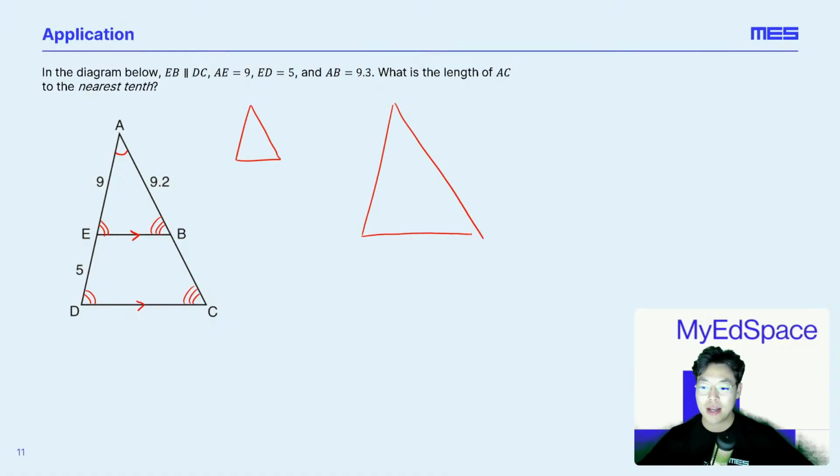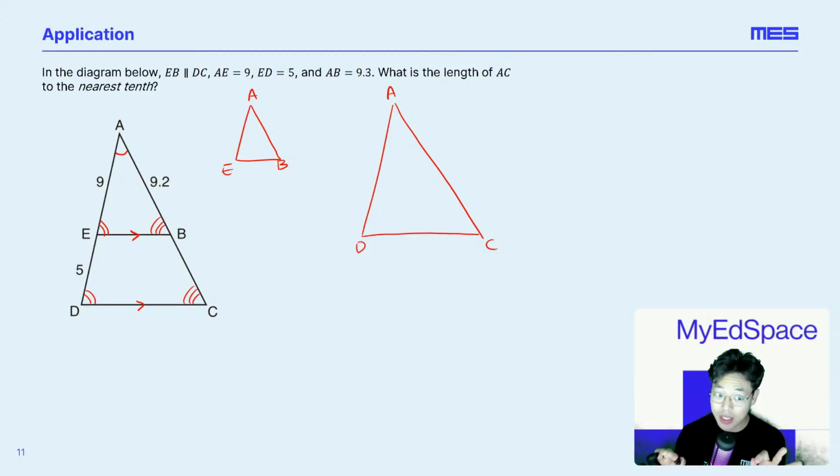And again, it doesn't matter if it's not drawn to scale because we are going to label them A, E, B, A, D, C. As long as we label them, we'll be okay, even if it's not drawn to scale, because we took it straight from the points in our original diagram. So here's 9, here's 9.2.